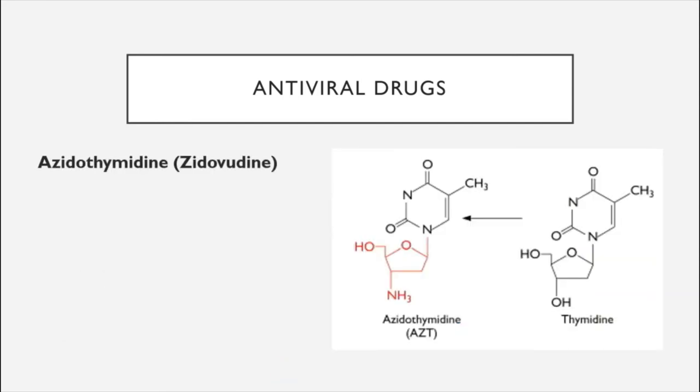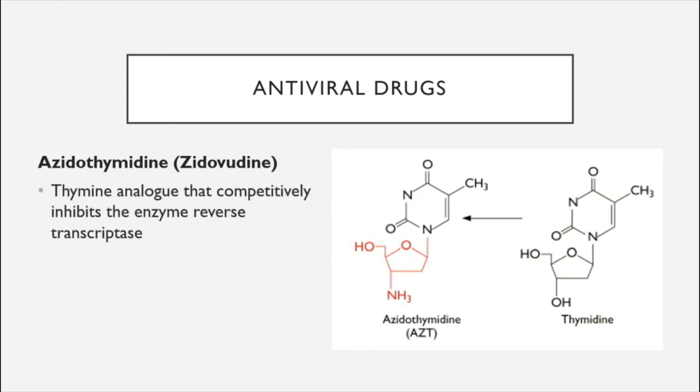Lastly, we have azithromycin, also called zidovudine, which is used for treating HIV infections. Azithromycin, as the name suggests, is an analog for the nucleotide thymine, which is one of the four DNA nucleotides. And as we can see in this image, it is similar in structure, in fact, almost identical in structure to thymine, with the exception of one chemical alteration down here.